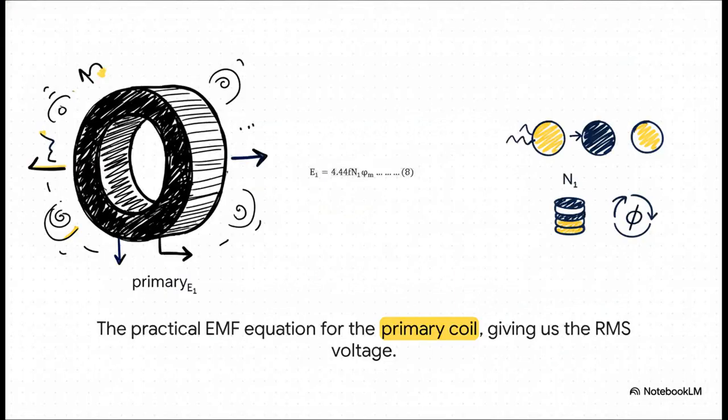And here it is, the final practical EMF equation for our primary or input coil. It tells us the RMS voltage, E1, is just 4.44 times the frequency, f, times the number of turns, N1, times the maximum magnetic flux, phi m. All the pieces are finally in place.